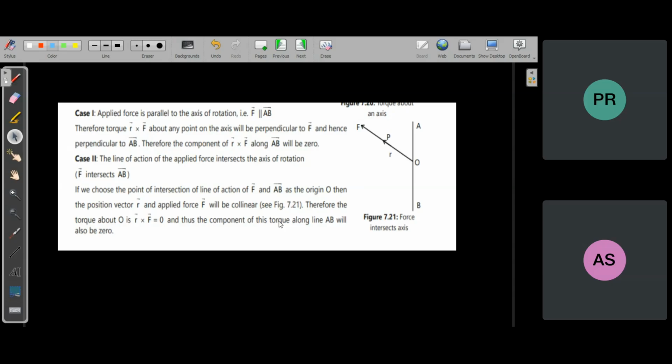For example, suppose the torque vector can be in any direction, and if it can be in any direction, then it will have only one component along the axis, and the other components are not along the axis, they are perpendicular to the axis. That is the component along that axis, the torque about the axis.